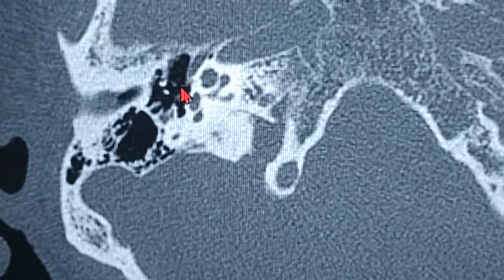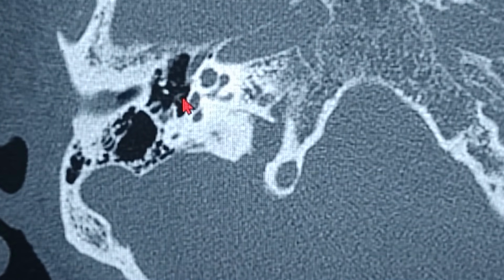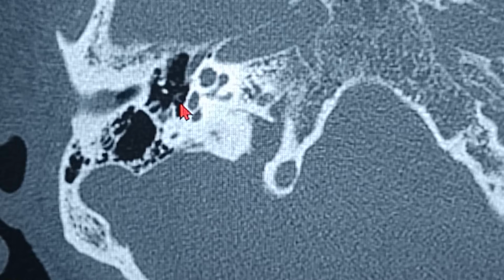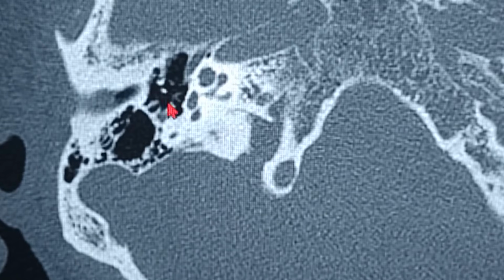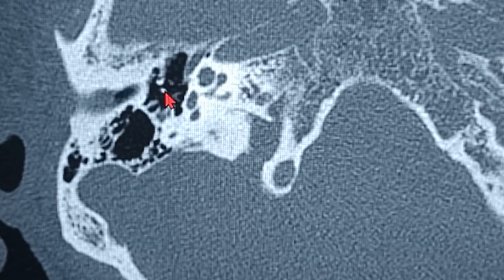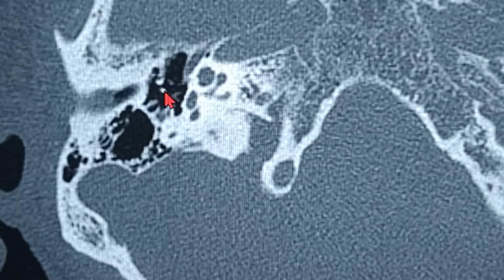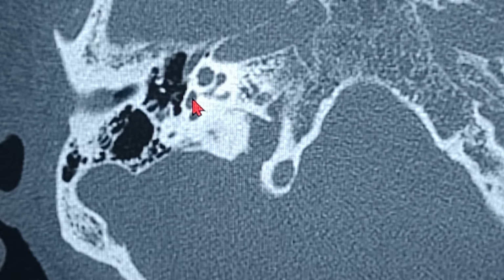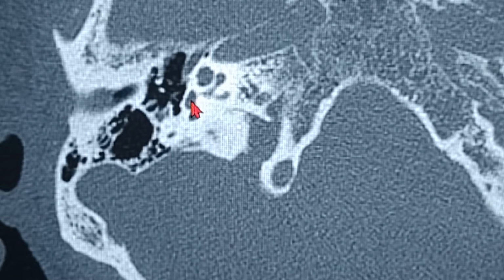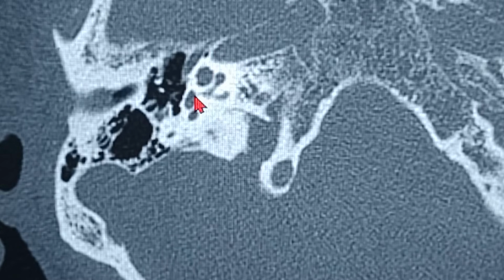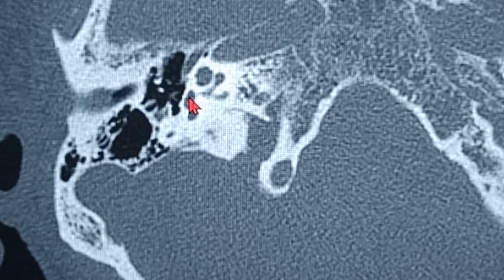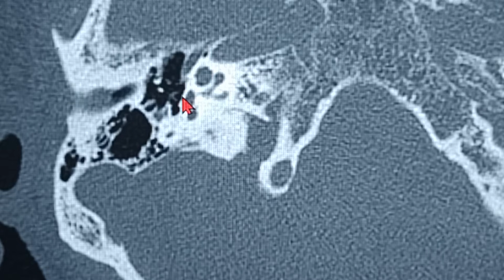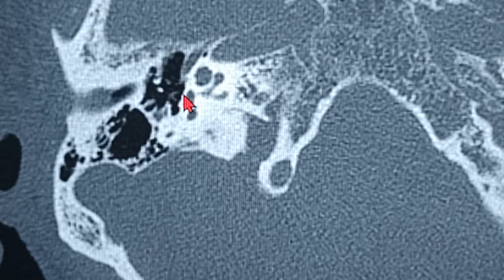Let me zoom this for you. You can see that's the crura of the stapes, very clearly seen. Now this entire thing is mesotympanum. You can actually see the crura of the stapes. And sometime back I told you that this structure is the vestibule, right? So vestibule corresponds to the area of the oval window, and as we all know, the stapes footplate sits on the area of the oval window.